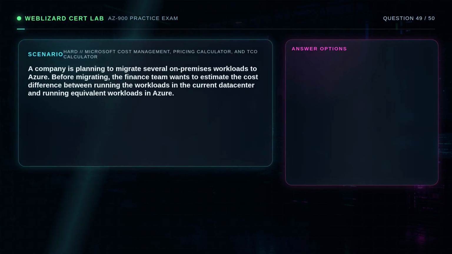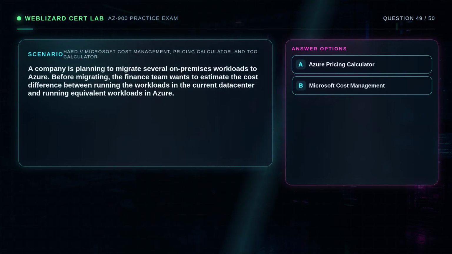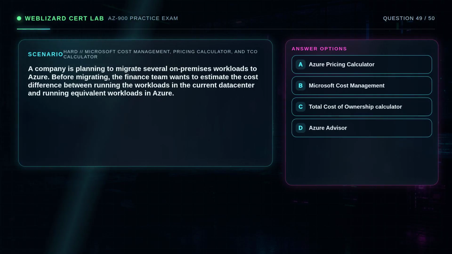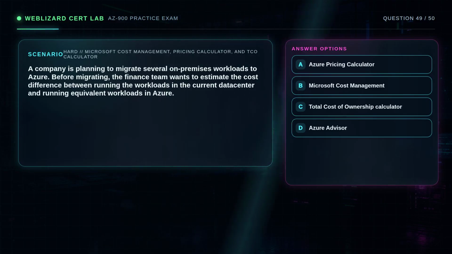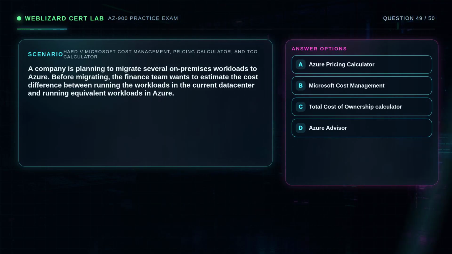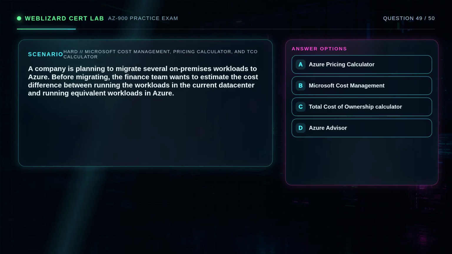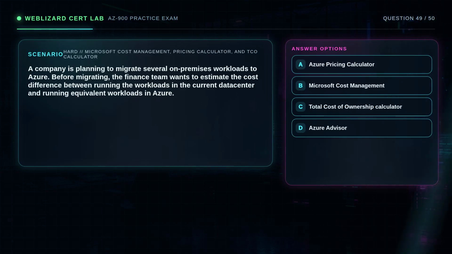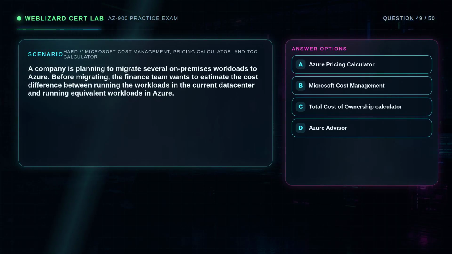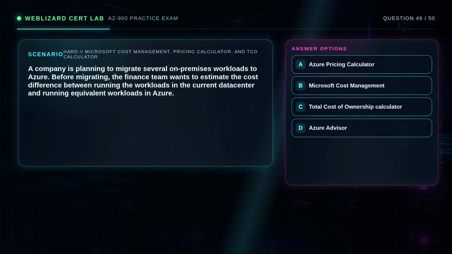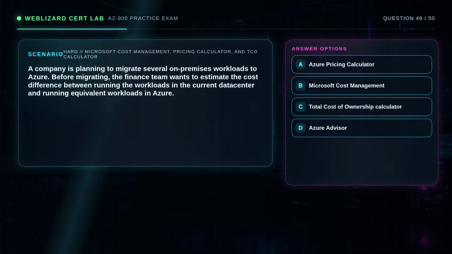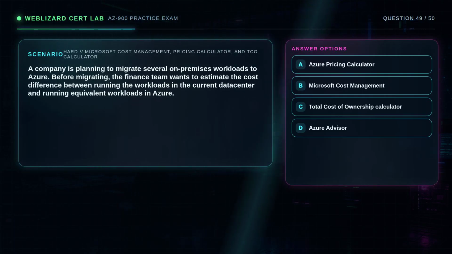Question 49. A company is planning to migrate several on-premises workloads to Azure. Before migrating, the finance team wants to estimate the cost difference between running the workloads in the current data center and running equivalent workloads in Azure. A. Azure Pricing Calculator. B. Microsoft Cost Management. C. Total Cost of Ownership Calculator. D. Azure Advisor.